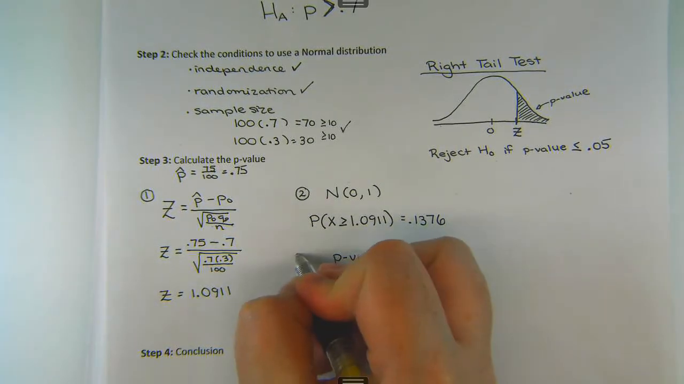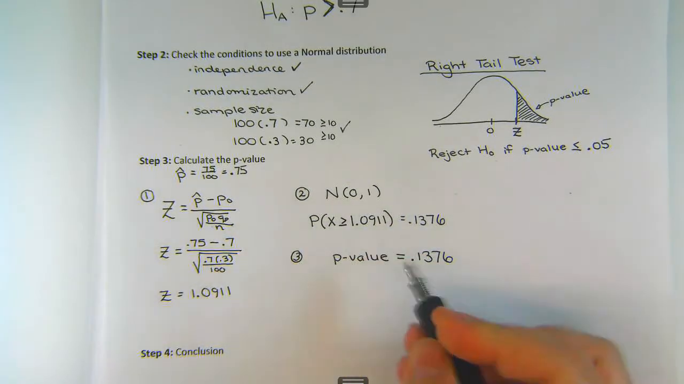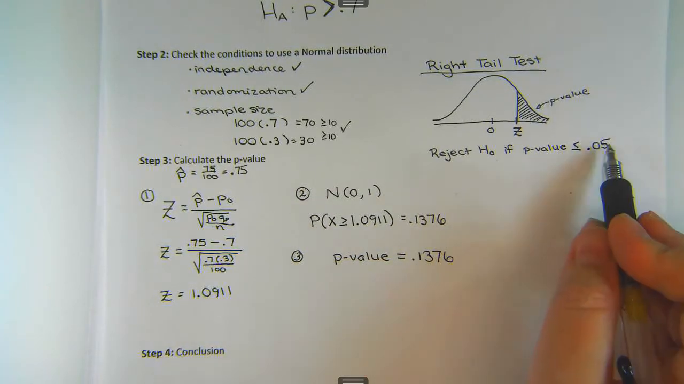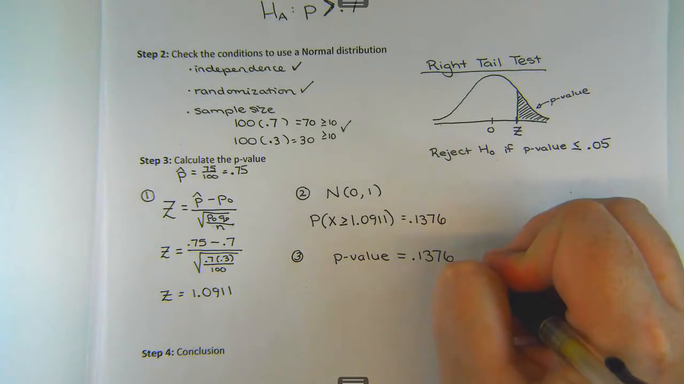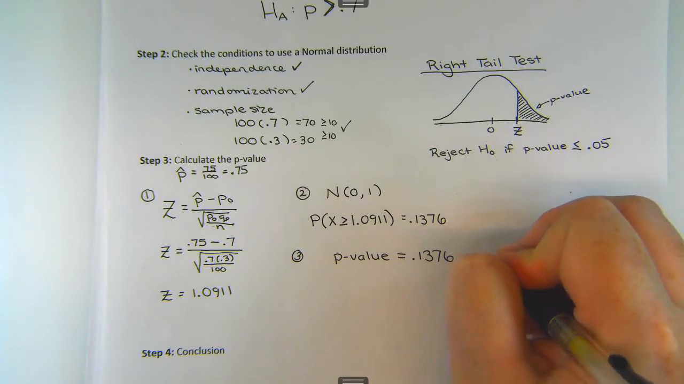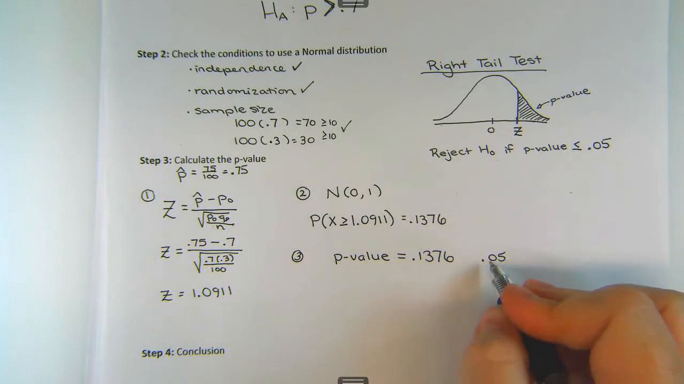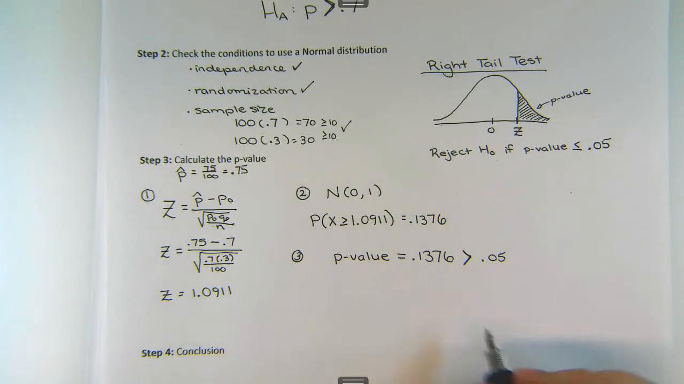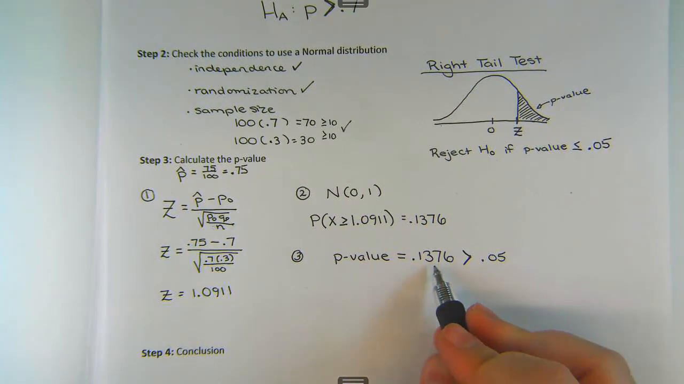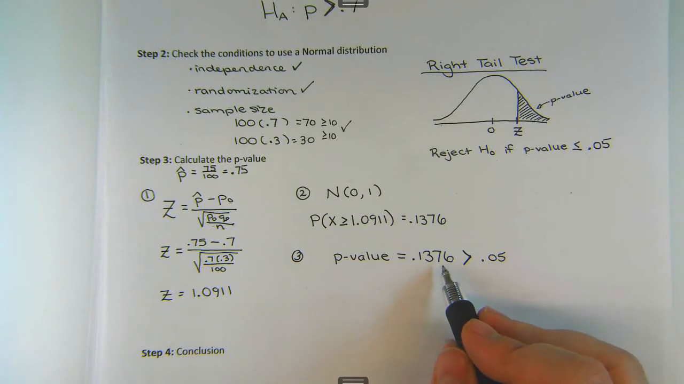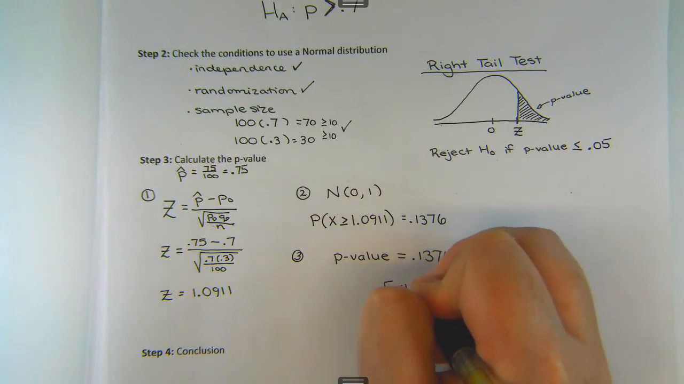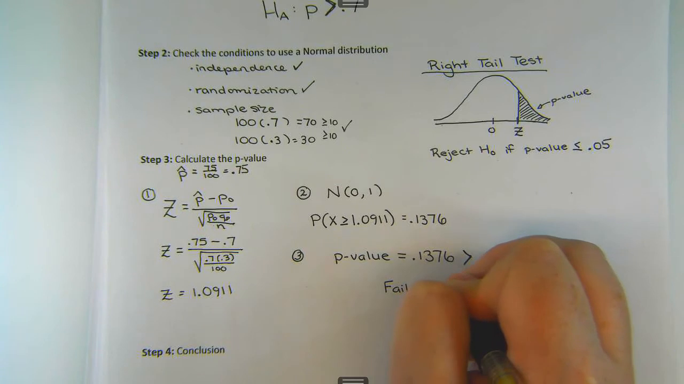And to go with our third step, so once we have that p-value, are we going to reject the null or fail to reject? So this is where we compare to alpha. So we want to compare this to 0.05, our significance level, and what we're going to see is this is large. And when we have a large p-value, or it's not sufficiently small, that means we fail to reject the null hypothesis.